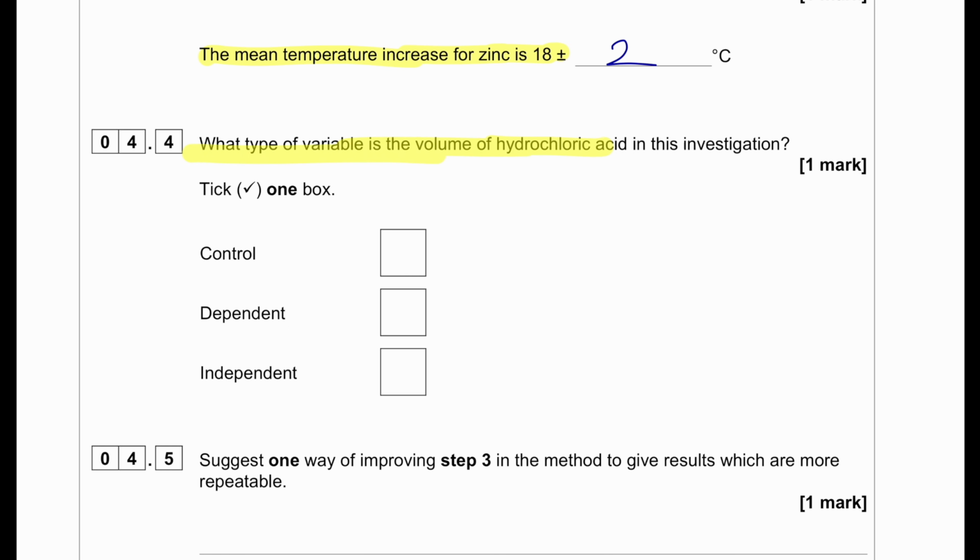What type of variable is the volume of hydrochloric acid in this investigation? So the volume of hydrochloric acid has to be kept the same for the whole investigation. So it's a controlled variable.